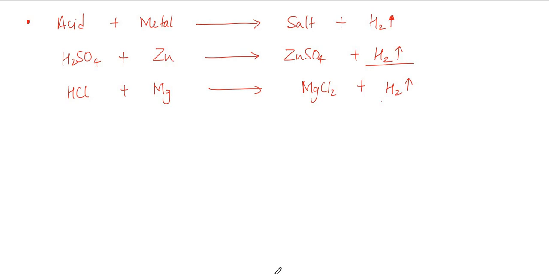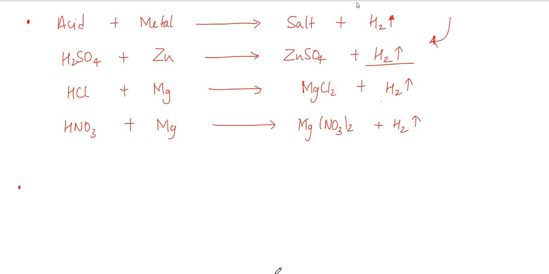Similarly, when nitric acid HNO3 reacts with magnesium, it will form magnesium nitrate, Mg(NO3)2, and liberate hydrogen gas. So when an acid reacts with metal, it forms salt and liberates hydrogen gas. It's a very important property. It is frequently asked in CBSE examination, so you need to learn about this.